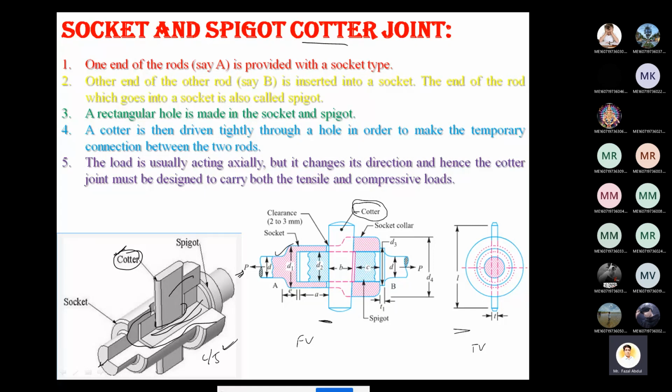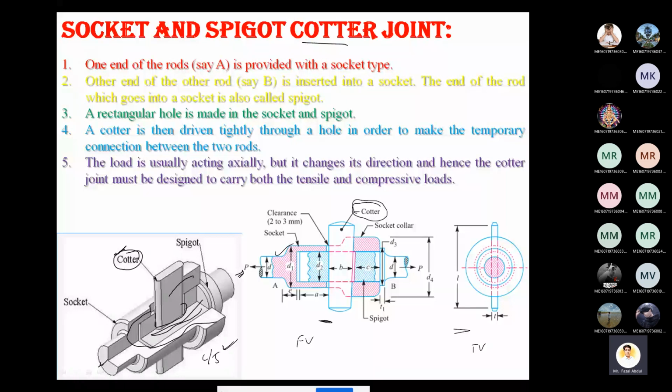So I'm calculating the design parameters based on the permissible stress values. By considering the permissible stress values, I'm designing the physical parameters. Physical parameters means the diameter, length, thickness, width. These are all physical parameters, right? These physical parameters I'm calculating based on the permissible stress values. So whatever physical parameters I'm calculating based on the different failure modes, failure criteria, all of that is nothing but the design of the socket and spigot cotter joint.